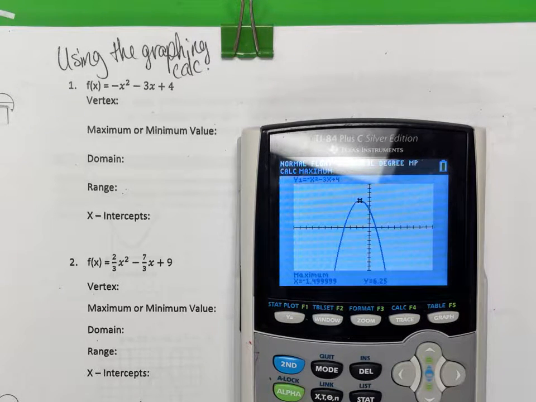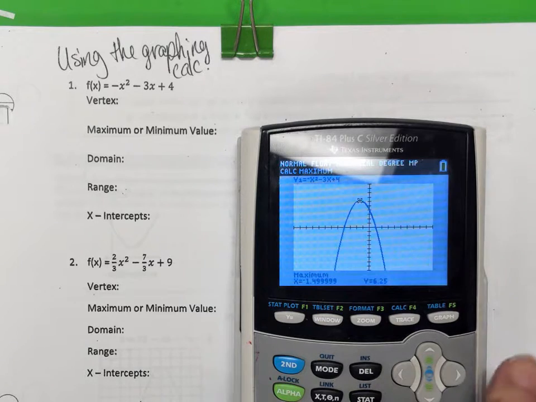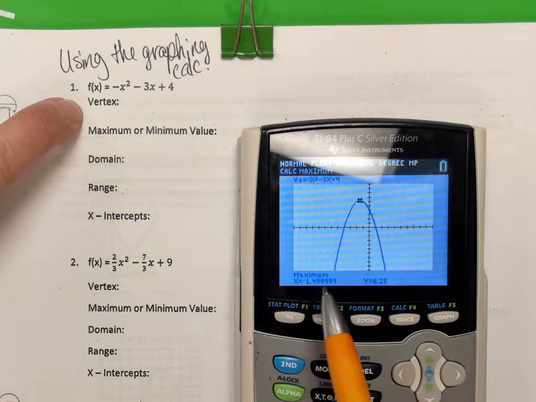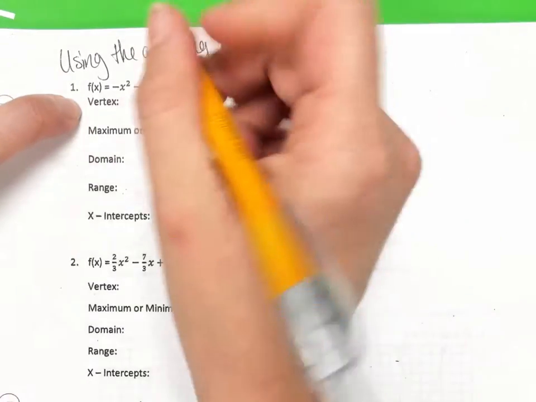You see it? Alright, so your calculator may be very, very touchy about your decimals, okay? Guys, what is this round to be? What is negative 1.499999999? Negative 1.5, right? So what can I say my vertex is? It is negative 1.5 and what's the other one? Y equals 6.25.